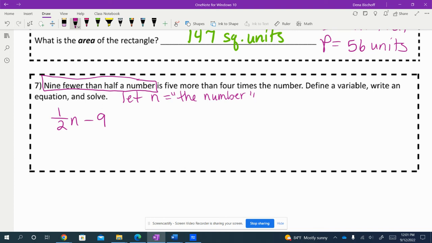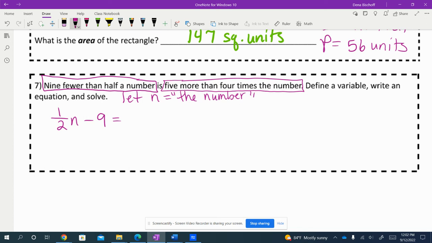What is the word "is" referring to in terms of our little symbols? Equals, thank you. Now right here, 5 more than 4 times the number. 5 more than 4 times the number. How do I show that? Well, what does more than mean?